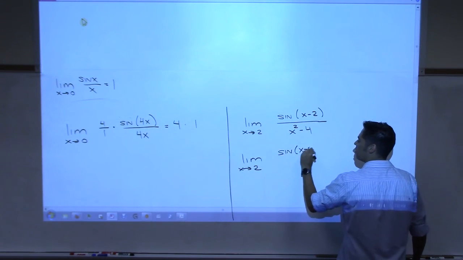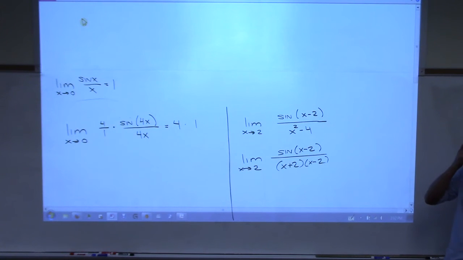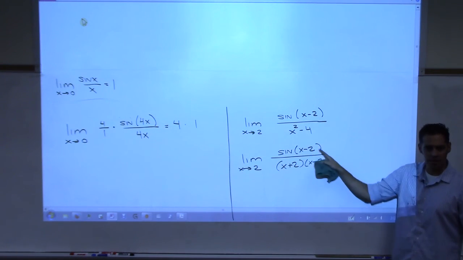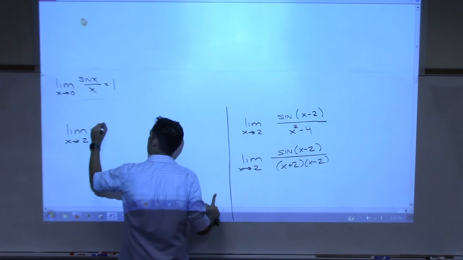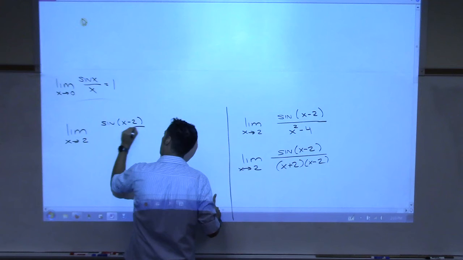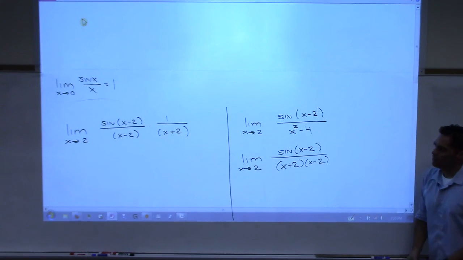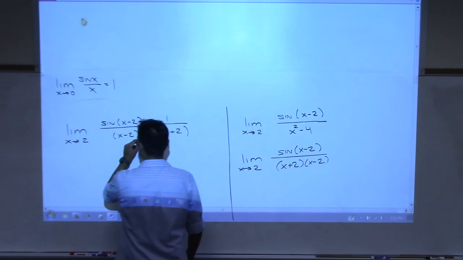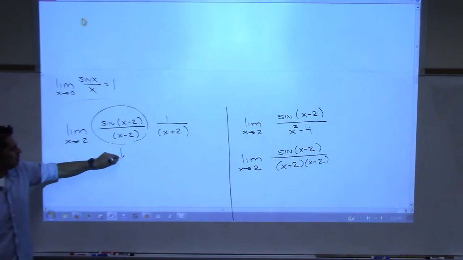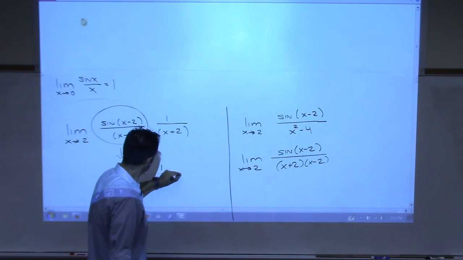So I can turn this into sine of x minus 2 over (x plus 2)(x minus 2). And I can now see the piece I need: sine junk over junk. But I'm going to split it up, and it's going to be sine of x minus 2 over the factor x minus 2, times 1 over x plus 2. That's the same expression, right? This goes to 1, times 1/4. The answer is 1/4.